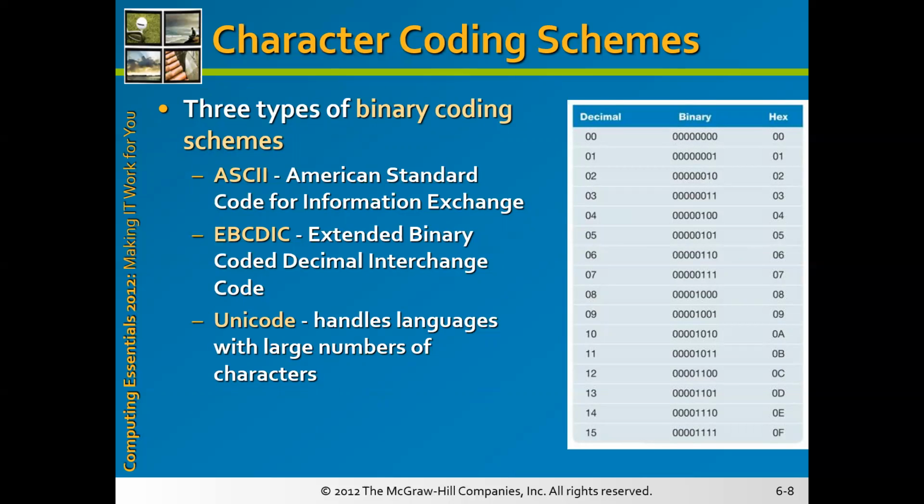Character coding schemes. Knowing this information helps you understand what takes place when data is entered into your computer, and why it takes so long for data to get transformed. There are three types of binary coding schemes. We have ASCII, American Standard Code for Information Interchange, primarily used for desktops. We have EBCDIC, which is Extended Binary Coded Decimal Interchange Code, primarily used for mainframes and supercomputers. We have Unicode, which handles languages with large numbers of characters.